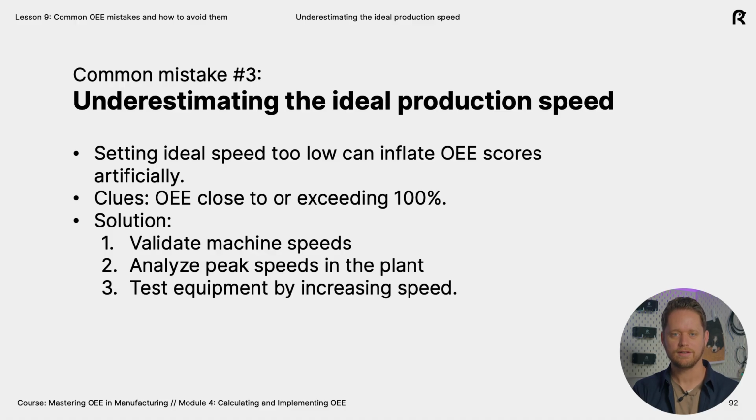An easy way to accidentally improve OEE scores is to underestimate your potential production speed. To solve this potential issue, consider the specified validated speed for each machine, analyze the highest recorded speed in the plant, and test equipment by turning up the speed. A big clue for a problem like this is having an OEE score that is close to or even over 100%.